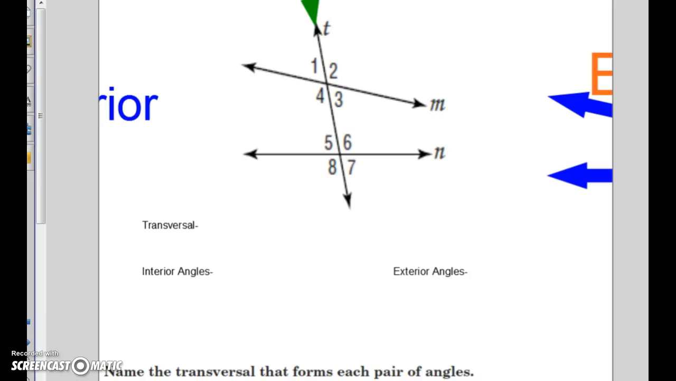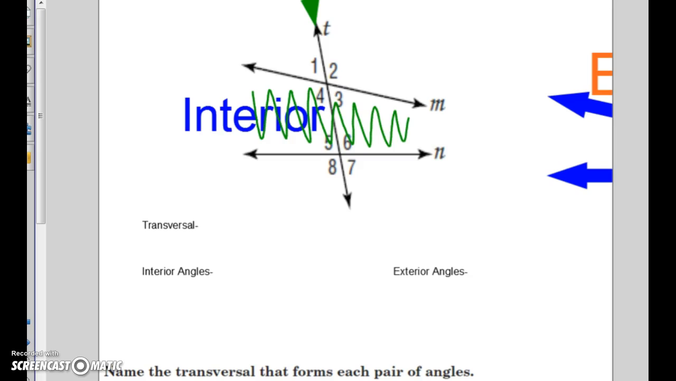Okay, so I want you to take one of your colored pencils, and I want you to color on the inside of the two lines. So hopefully what you would color would look like this. What's another word for inside? Interior. Interior, excellent. So this is the interior.